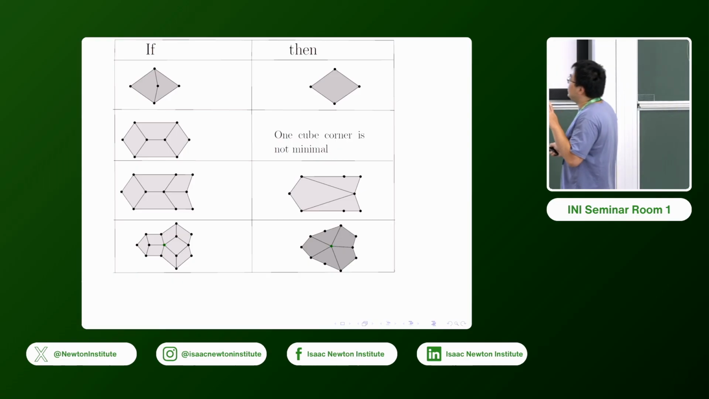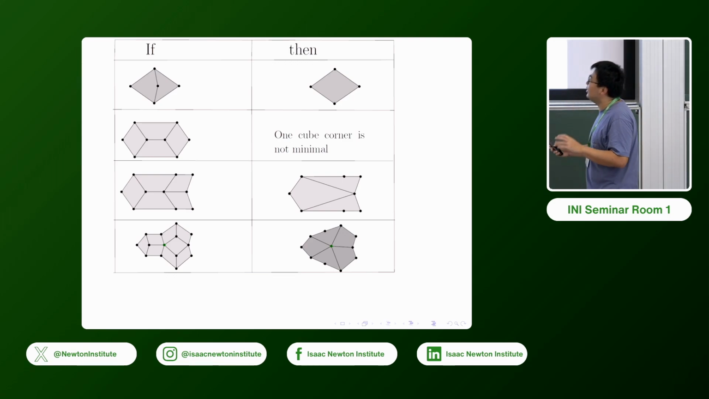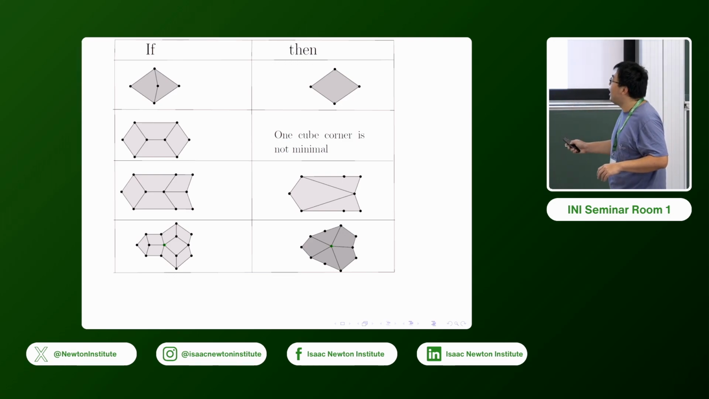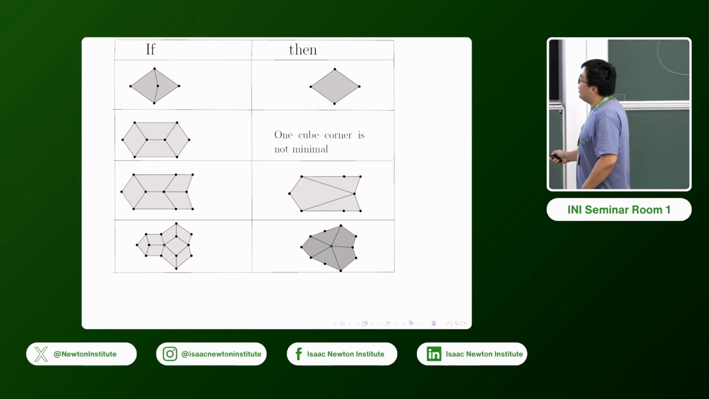So once you have this local replacement rule, it immediately implies that in a minimal disk, you can never have a configuration like this. Because when you have a configuration like this, you do the replacement, and that justifies your disk is not minimal. Okay? And then similarly, I have a few other configurations.